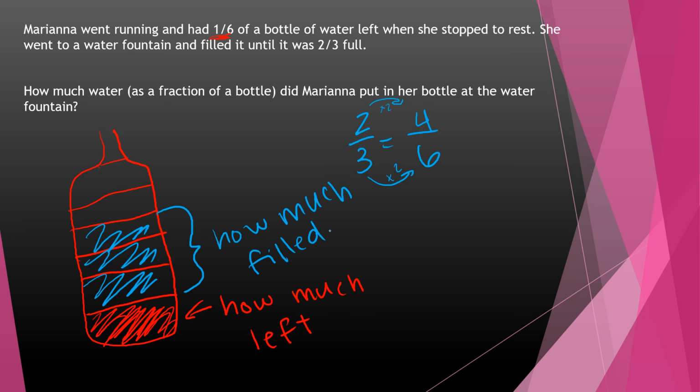So we want to know how much water did Mariana actually fill in her water bottle. Well, if we look at these 3 sections here, 1, 2, 3 are blue. 3 out of those 6 total sections were filled up. So 3 out of 6, or this will reduce to 1/2. So she filled up 1/2 of her water bottle, or 3/6. And again, for these ones, I always suggest drawing a picture. It helps you visualize what is going on much better.